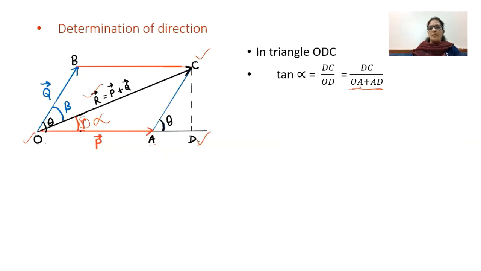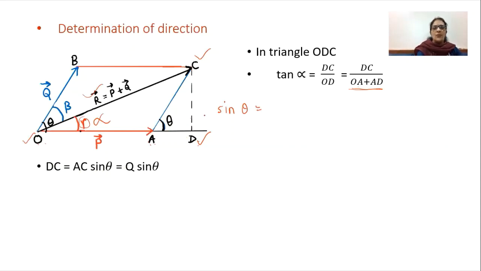So DC upon OA plus AD. Now again we have to find the values: what is DC, which is P, which is Q, which is R. As we showed earlier, AD came out as AC cos theta. In the same sense, DC comes out to be, because this is the front side of theta. If you don't understand the front side of theta, we can write here sin theta.